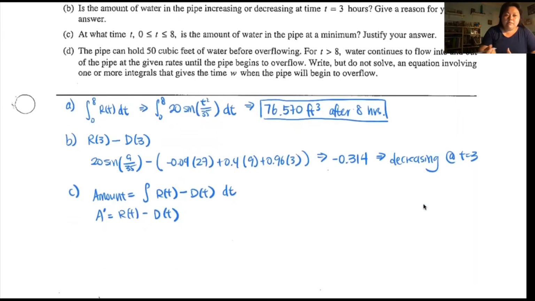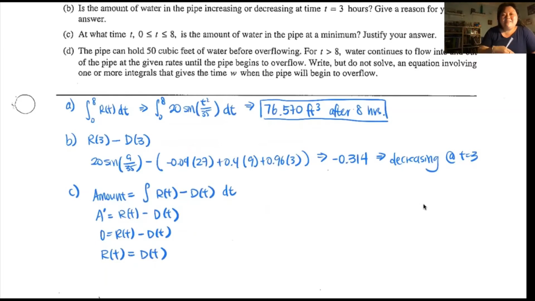So I'm looking for the minimum, right? That's when you set your first derivative equal to 0. So 0 equals r of t minus d of t. So in other words, if you add d of t to the other side or move them around, you're really looking for when r of t equals d of t. That's when you have your maximum or minimum.